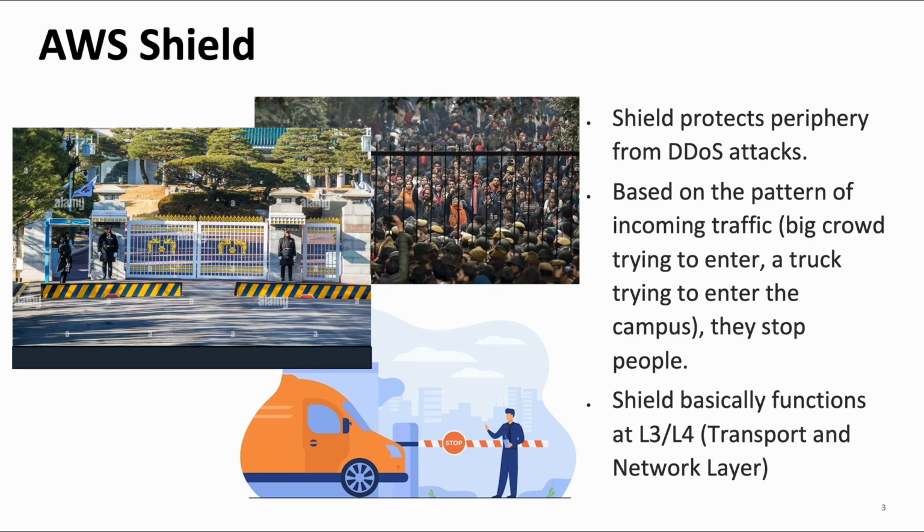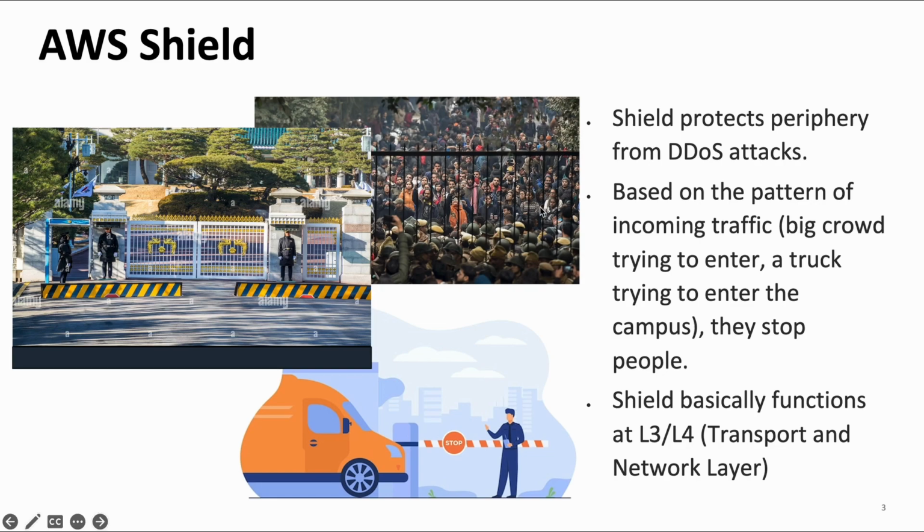First one is AWS Shield. AWS Shield protects the periphery of your cloud infrastructure. It protects from DDoS attacks, distributed denial of service attacks, where you are getting a huge amount of traffic to your application, and Shield will stop it based on some known patterns. If you compare that with this VIP house security, it is something like you have the gate at the periphery and you have a few security personnel, and these security personnel are not going to interact with each of these visitors and ask them why they have come, etc.